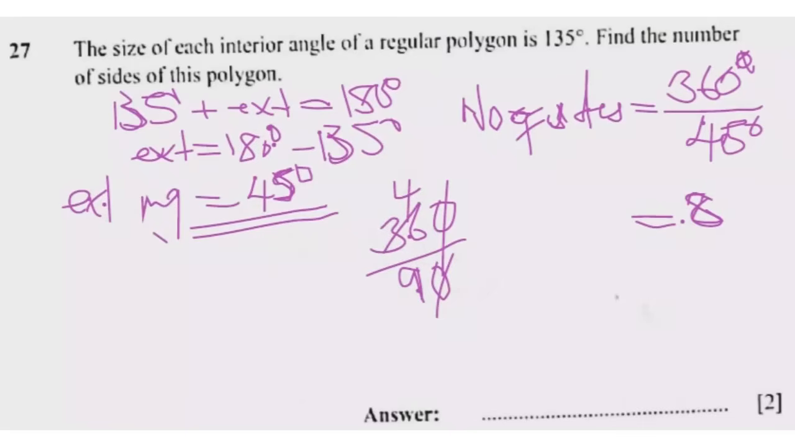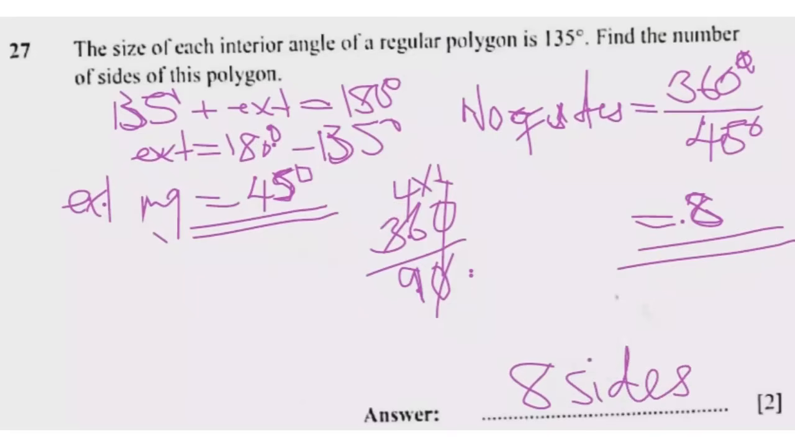Now, since we are using 90 instead of 45, meaning in each 90 there are two 45s, you can just multiply this number by 2 to give us 8. And that is the number of times 45 will go into 360 degrees. So we can write here, 8 sides. The polygon has got 8 sides. So that is the final answer, 8 sides.